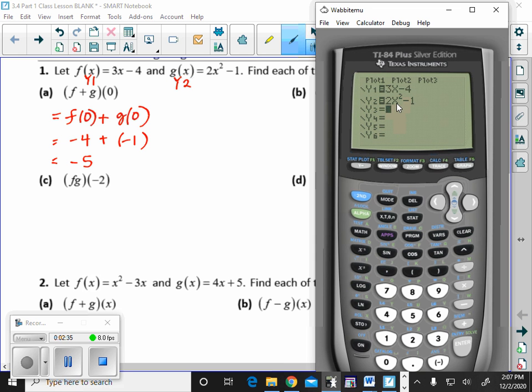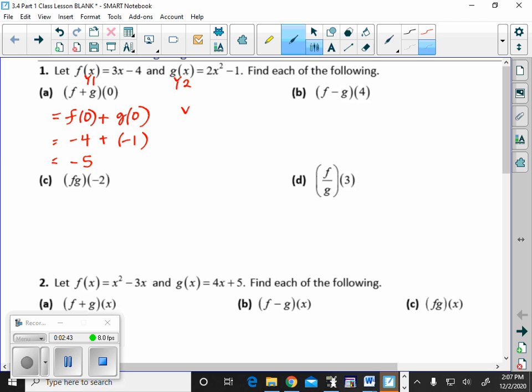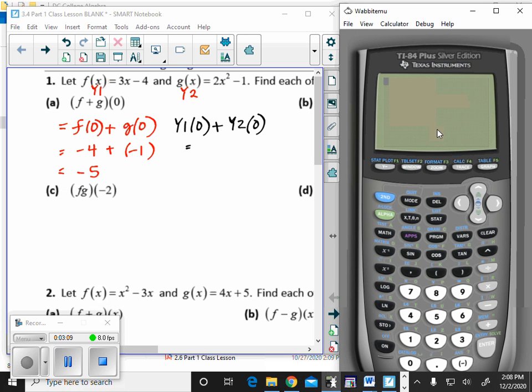Just as you would normally type f of x, we are now going to type y1 of x. So y1 of 0, and let me change pen colors. This is the same as y1 of 0 plus y2 of 0 in your calculator. So let's see if we get the same thing. Second quit, go to your clear home screen, and now this is how you get your calculator to say y1 and y2.